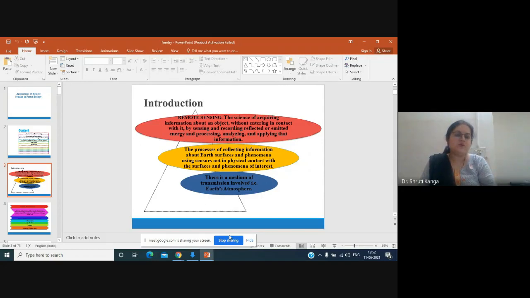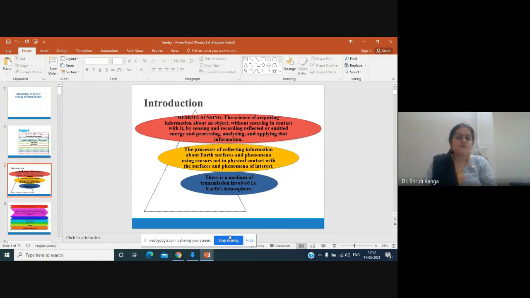So firstly, when we are talking about the applications of remote sensing and GIS in forest ecology, first it is important to understand the concept of remote sensing and GIS. As you all have studied in your previous semesters also, remote sensing is a science of acquiring information about the object without entering in contact with it, by sensing or recording the reflected or emitted energy and processing, analyzing, and applying that information.